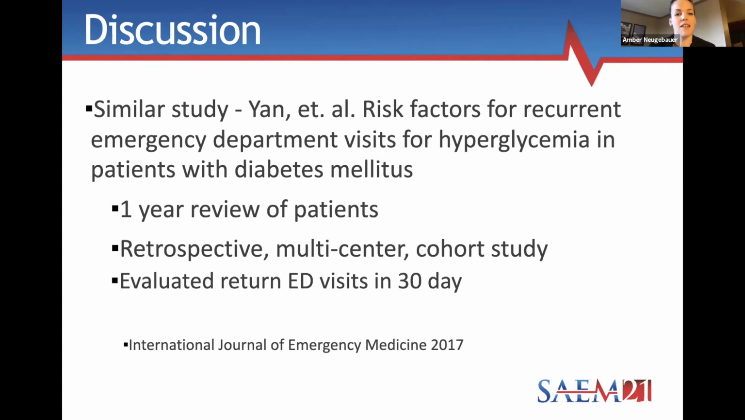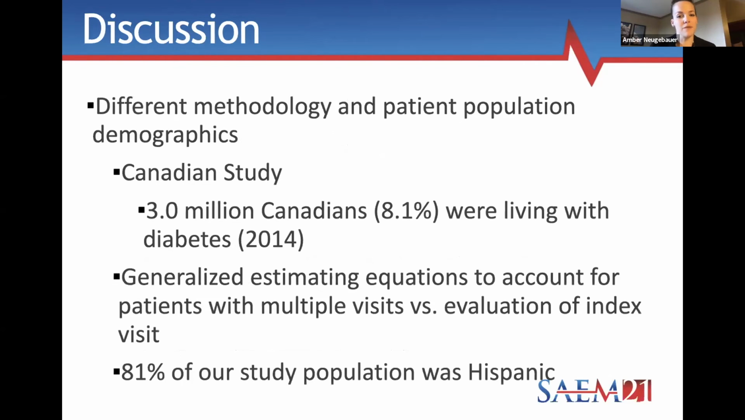There was a similar study that was performed by Jan et al., in which they did evaluate the risk factors for recurrent ED visits in patients with hyperglycemia, in patients with diabetes. This was a one-year review of patients. It was a retrospective, multi-center cohort study, and it evaluated within 30 days. So there's a different methodology and a difference in patient population demographics in our two studies. Their study was a Canadian study. There's roughly 3.0 million Canadians, or 8.1% of the population living with diabetes.